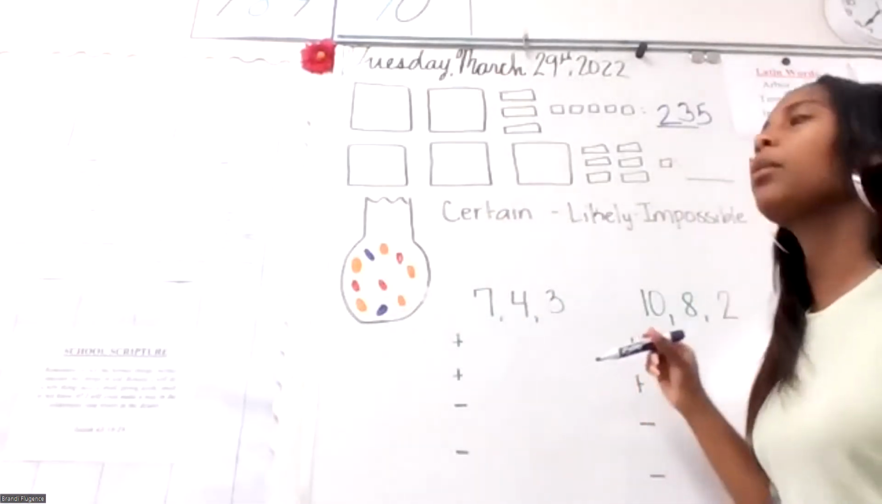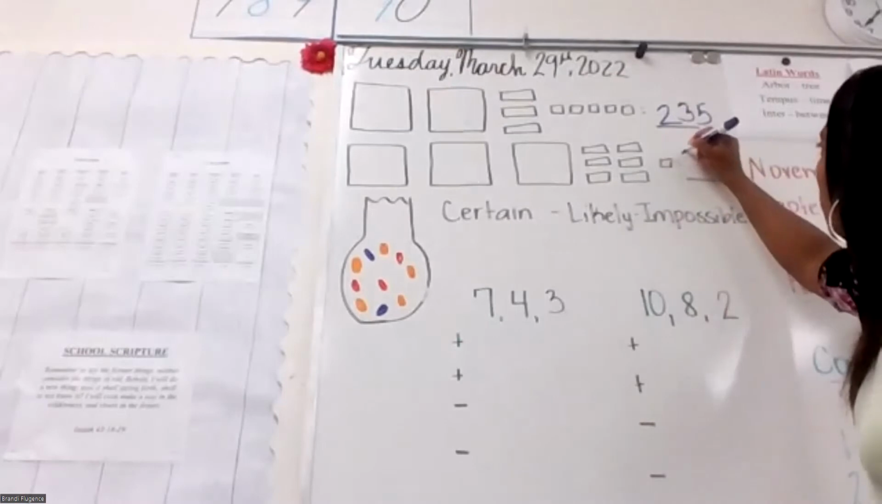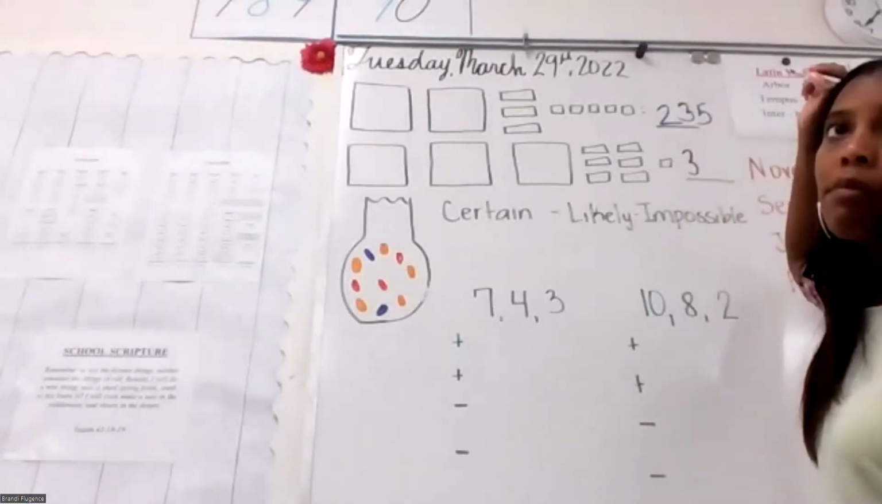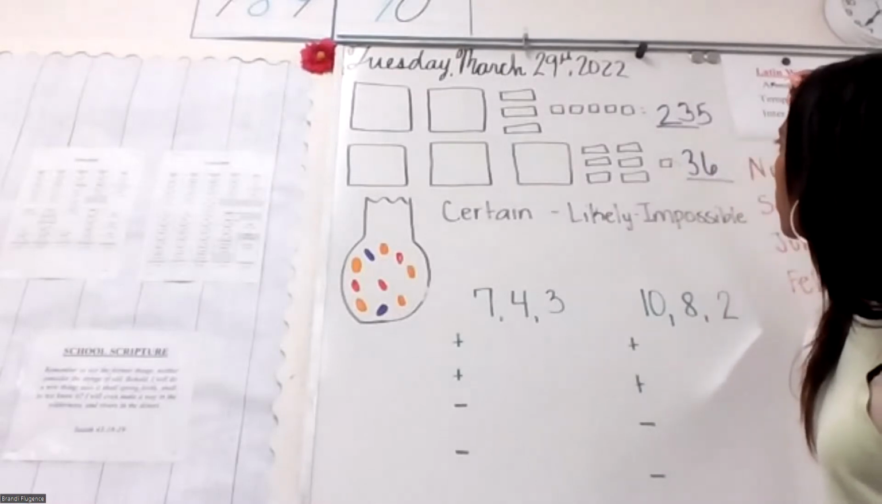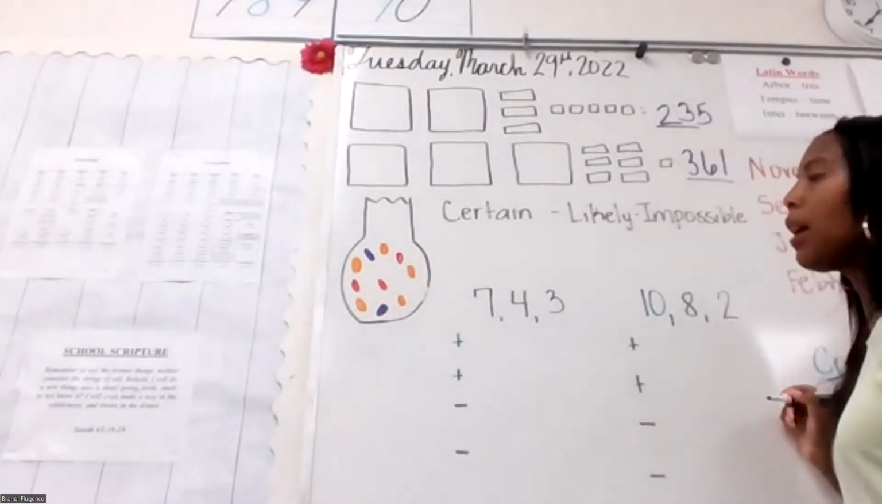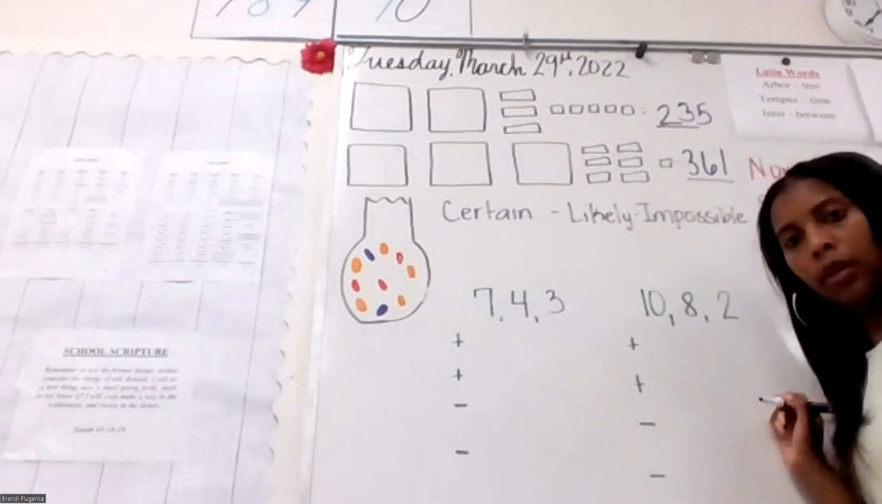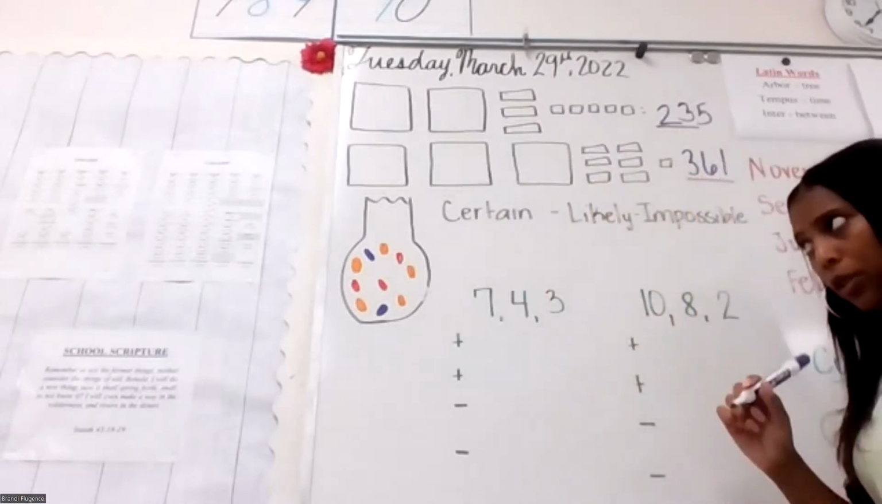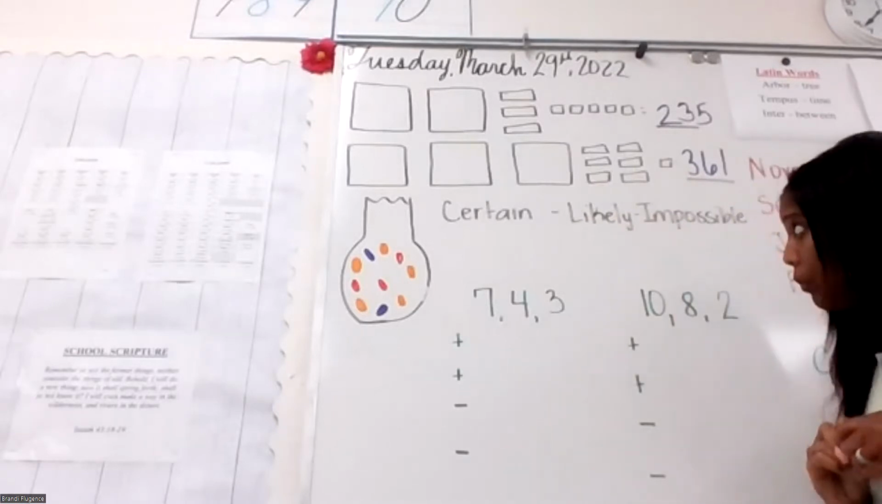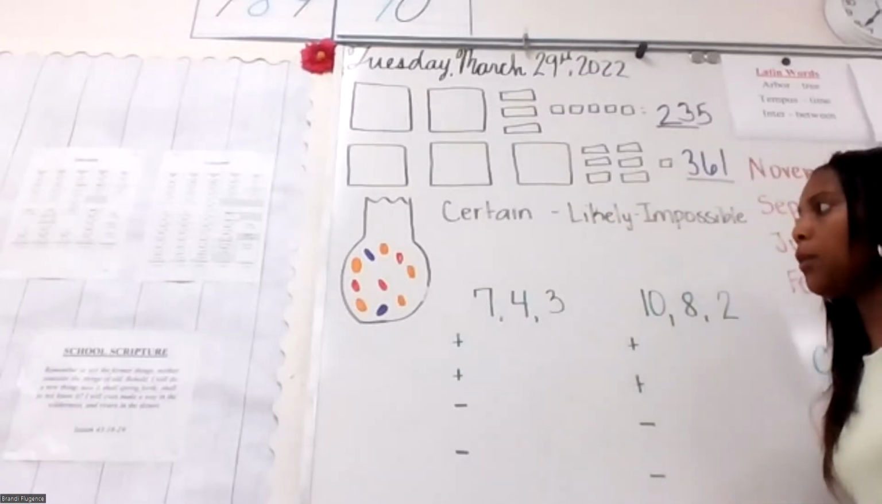Let's look at this one. Okay. Make the number. How many hundreds? 3. 3 hundreds. How many tens? 6 tens. And how many ones? 1. So what number did that make? 361. 300, 6 tens, 1 one, 361. Good. All right. So 2 things new we're going to learn today.